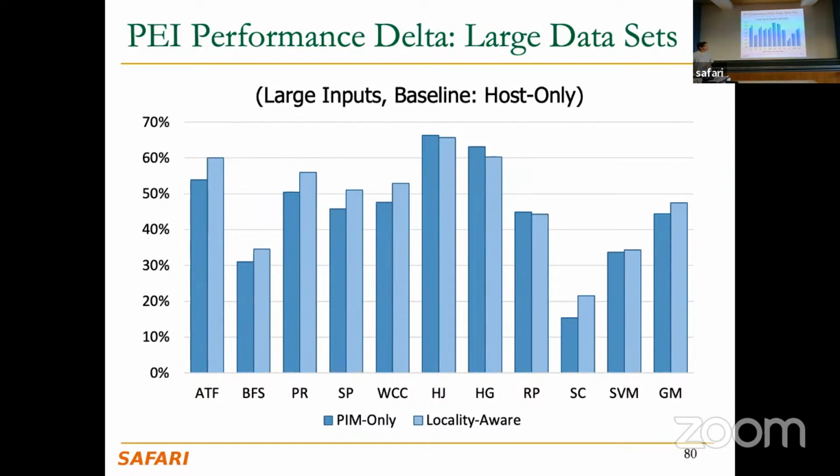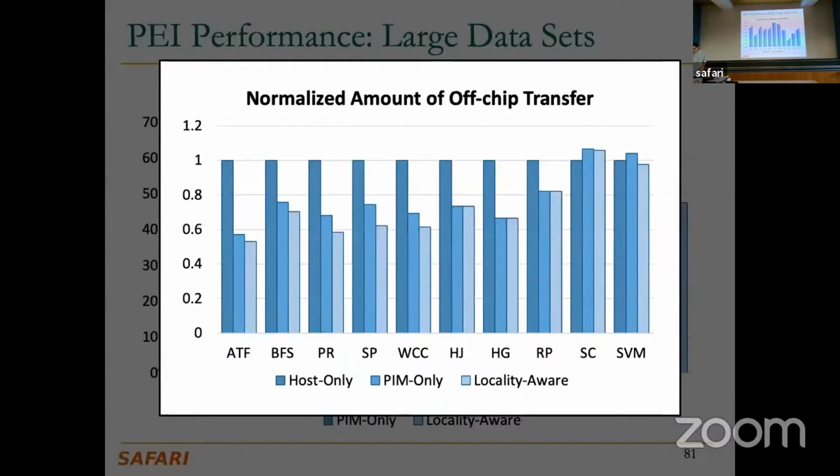This is for PIM-only, and for the locality-aware mechanism, you offload only when the data is not in the cache. We will see later a little bit more detail about this locality-aware monitor. But you can see that there is some interesting performance improvement in all cases. It's usually slightly higher for the locality-aware execution.